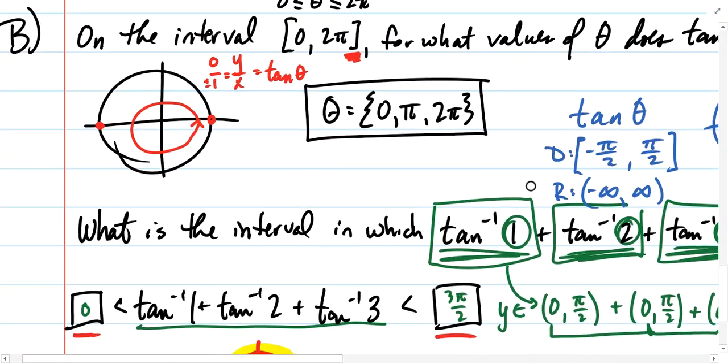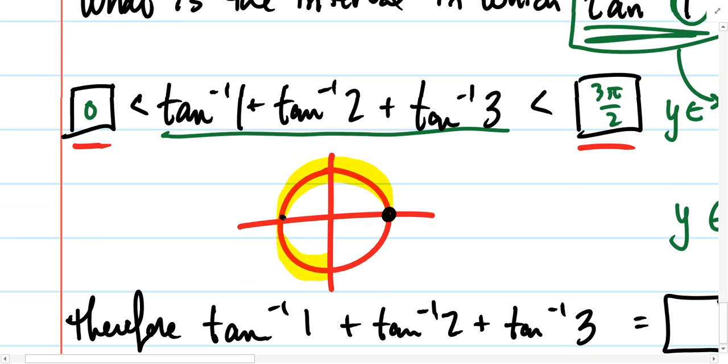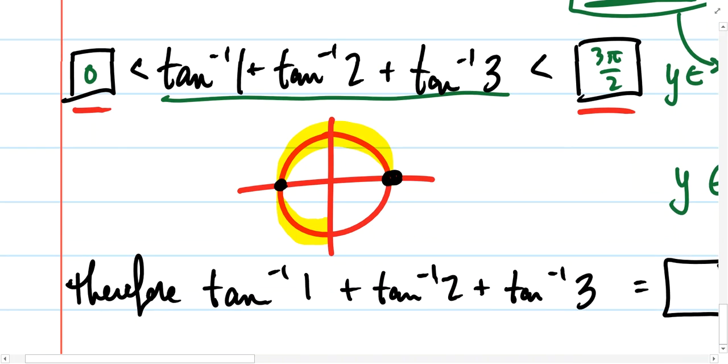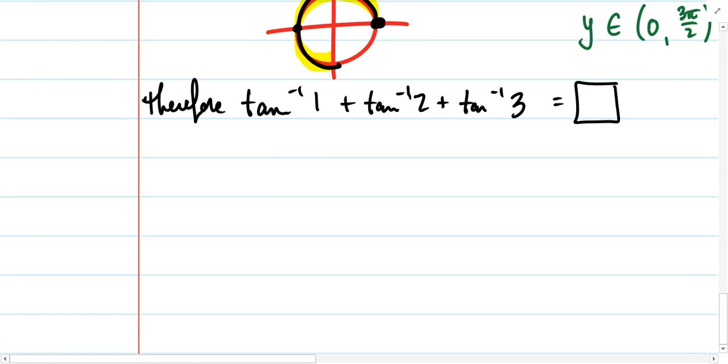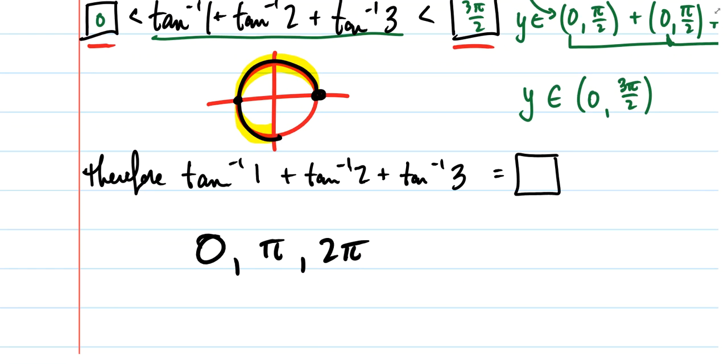We were also saying that our solutions for theta must be either 0, pi, or 2 pi. But since 2 pi doesn't exist inside of this interval, we can throw out 2 pi. So let me just write these down and cross them off as we discover that they're no good. 2 pi is not on the interval between 0 and 3 pi over 2. So 2 pi is gone.